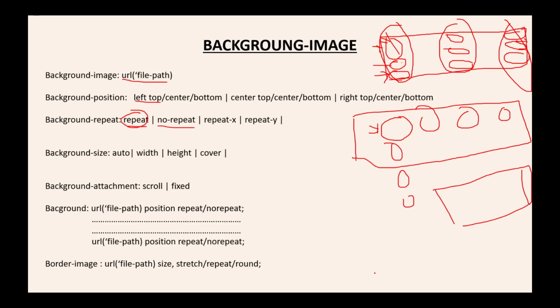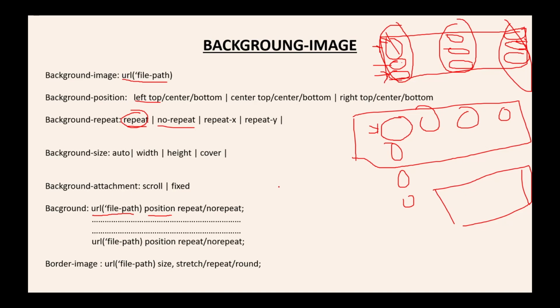Next one, multiple images. If you want to apply multiple images as a background, that's very simple. With the help of this background attribute, we can decide how many images we want to set. First, you place the image path, then you can decide the position. Already we know that 9 positions are available. With those 9 positions, you can repeat the image, or you can place multiple images. It will work, right?